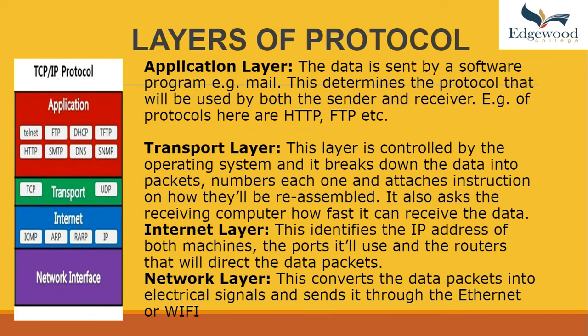This layer is controlled by the operating system, and it breaks down the data into packets. It is at this layer that our data is broken into packets, assigned numbers, and given instructions on how they will be reassembled. Part of the instruction contains the MAC address of the sender and the receiver system, and it will also be put in a kind of frame, or should I say an envelope. Do you get it now? Like an envelope.